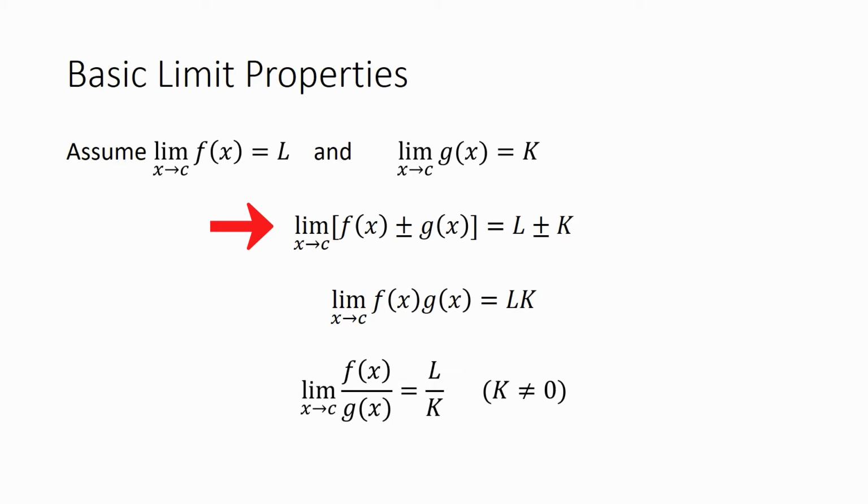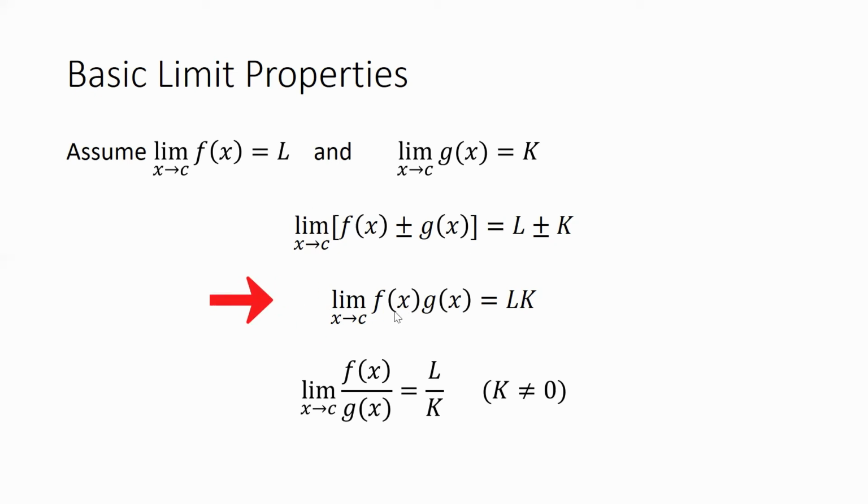You can also take the limit of the difference, so you could have subtracted and gotten L minus k. That's what this first one is saying. You can either add or subtract the two functions, and you would add or subtract the limits. Now, it is important that all of these limits are going to the same x value. So they're all going to c here.